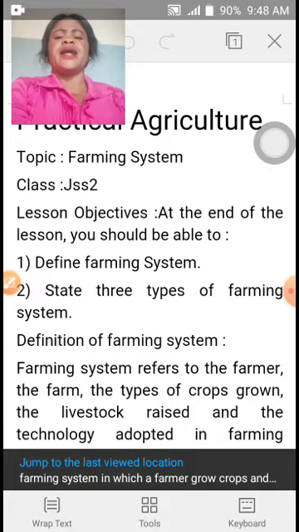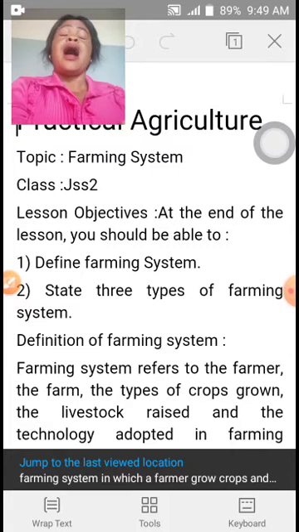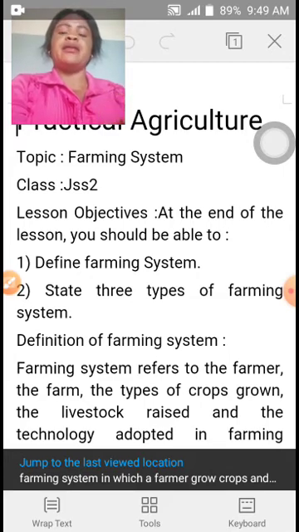First of all, let's look at the definition of farming system. What is farming system all about? Farming system refers to the farmer, the farm, the type of crops growing, the livestock raised, and the technology adopted in farming operations. I hope you are with your agricultural notebook. Please pick up your practical agricultural notebook and your pen and take down this with me. I will take the definition of farming system again.